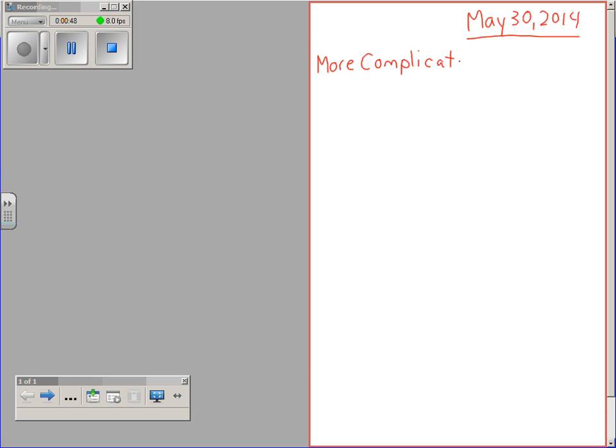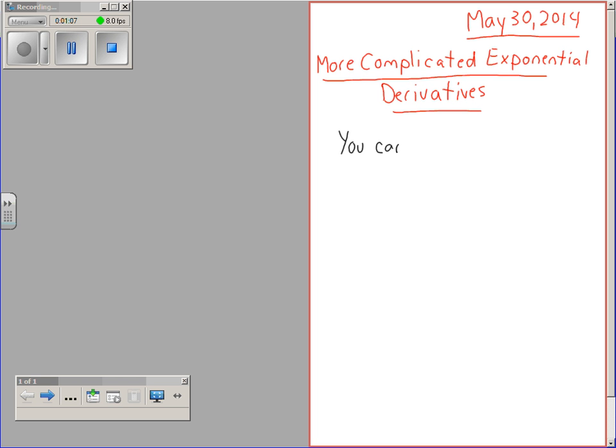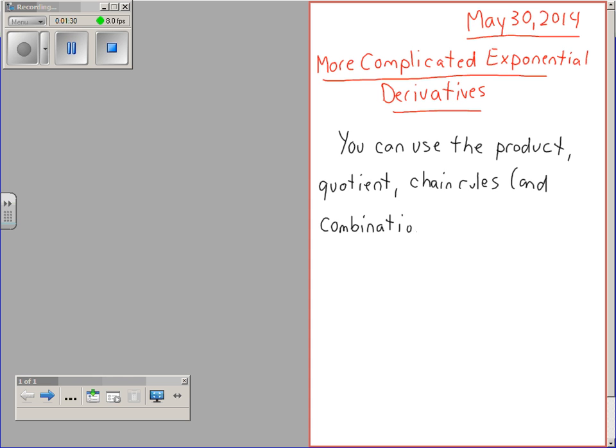Okay, so this is going to be more complicated exponential derivatives. And the note today is just going to say you can use the product, quotient, chain rules and combinations for exponential derivatives as well.